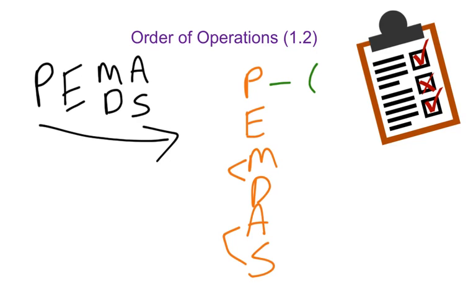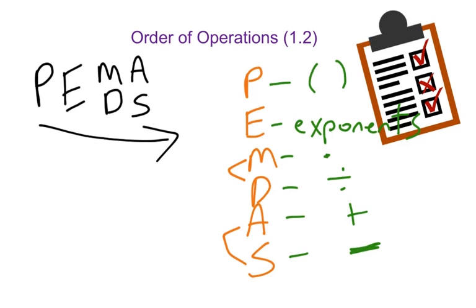So P stands for parentheses, E stands for exponents, M stands for multiply, and we just use the little dot symbol for multiply, no longer the X, because we're in algebra. And D stands for divide, A stands for add, and S stands for subtract. So again, we say, please excuse my dear Aunt Sally, and that helps us to remember the order of operations.